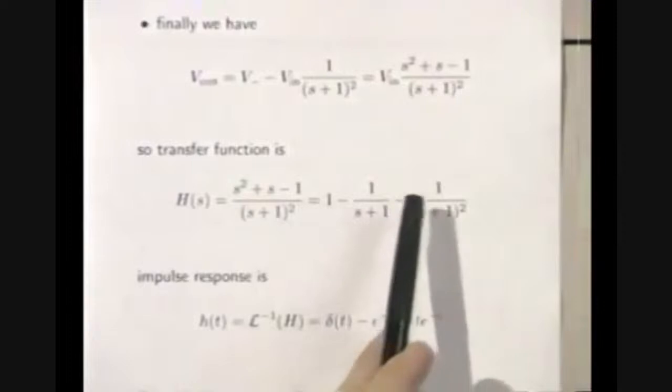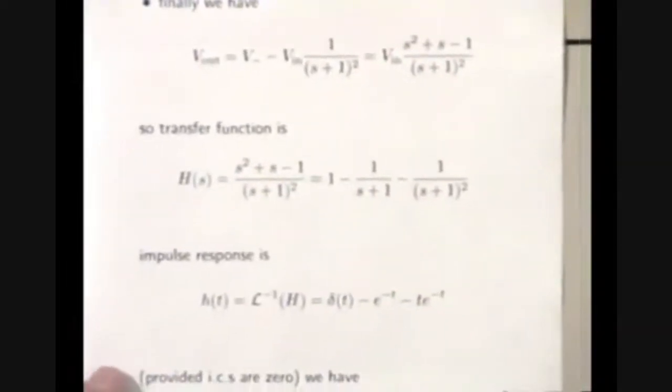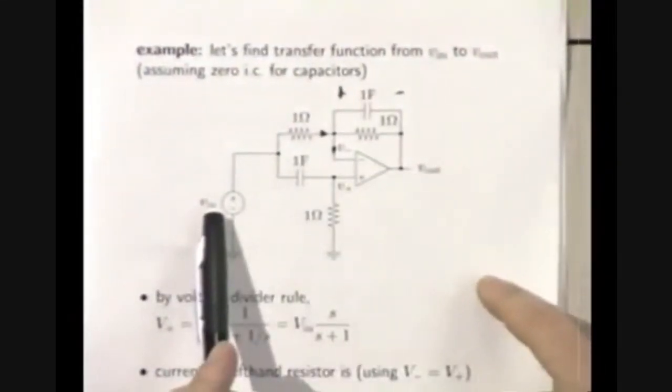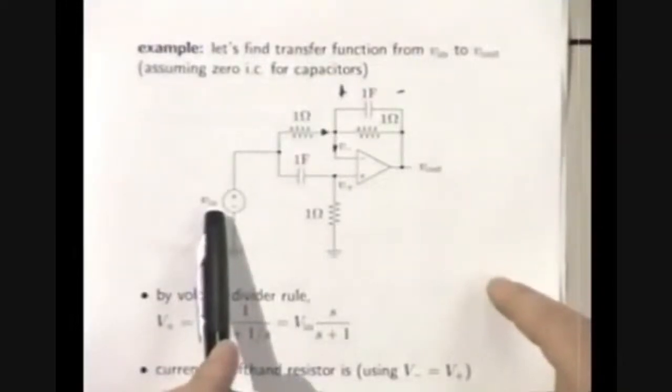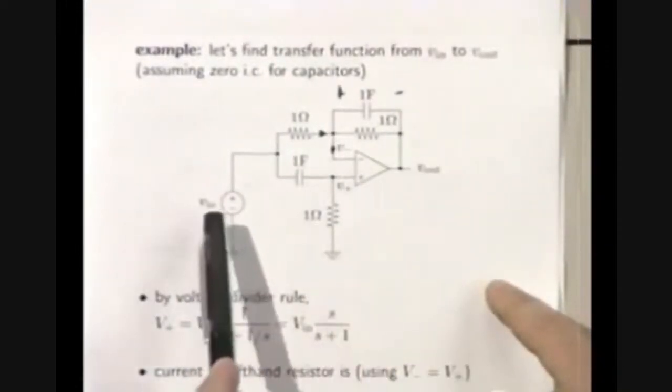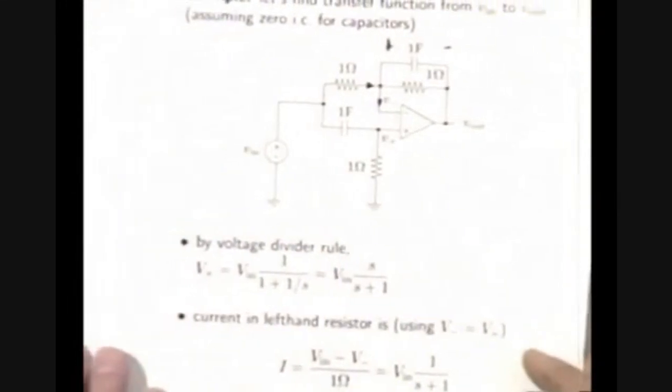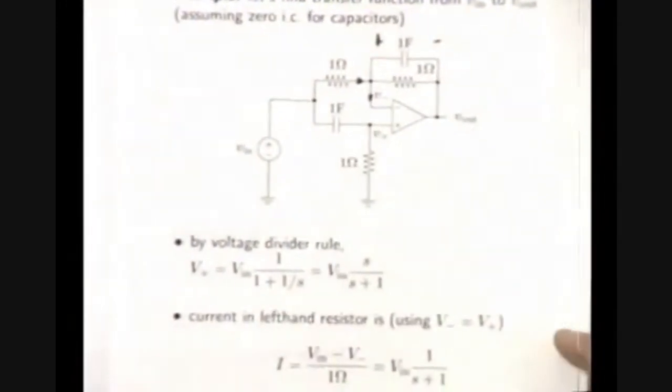1 minus s over (s plus 1) squared. And so sure enough, this means that the relation between this voltage and this voltage is given by a transfer function. Or in the time domain, it says that this is a convolution of this voltage with some function. What function? This one: delta of t minus e to the minus t minus t e to the minus t. Whatever that means, that expresses this voltage in terms of that one. It's a convolution. So this is an electronic realization of a convolution operator.